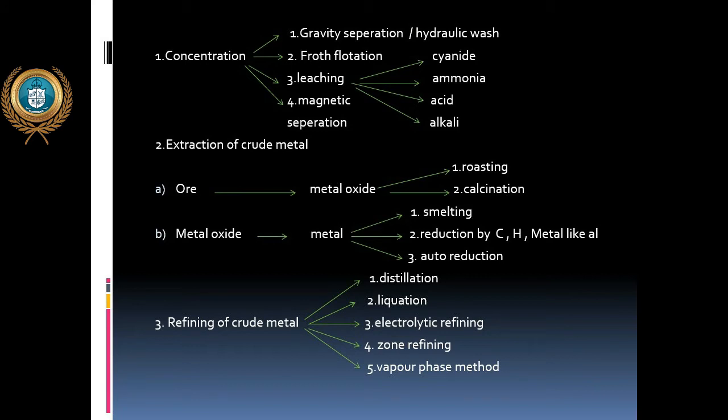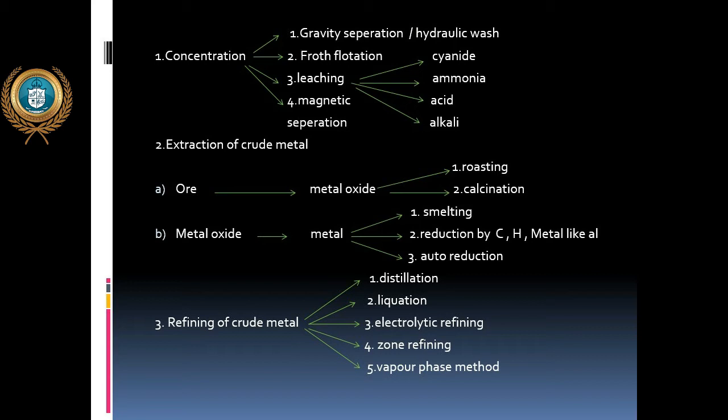So we have seen the three processes, and let us first go through what processes we are going to use in each of them. I have already discussed this in the previous video, so once again we'll quickly go through it. In concentration of ore there are 4 methods: gravity separation or hydraulic wash, froth flotation, leaching, under which there are 4 types: cyanide leaching, ammonia leaching, acid leaching, and alkali leaching. Then at last, the magnetic separation method.